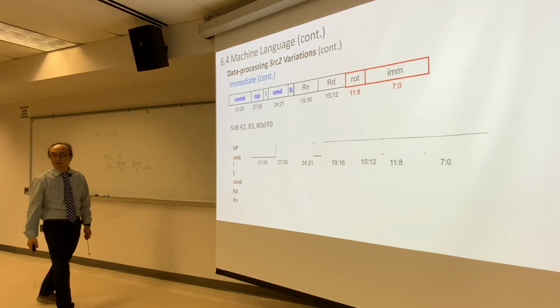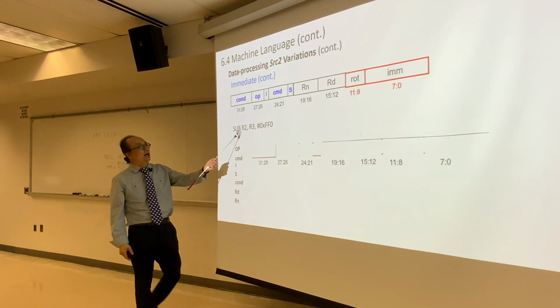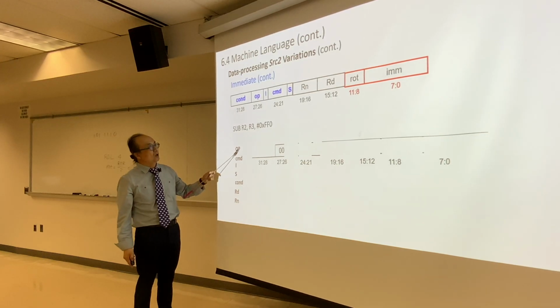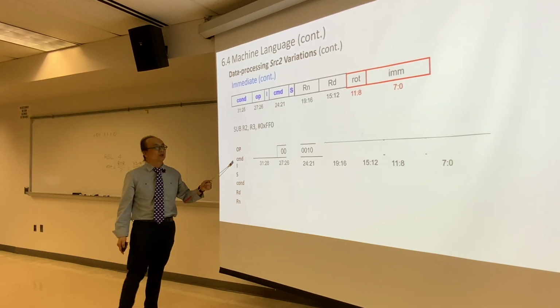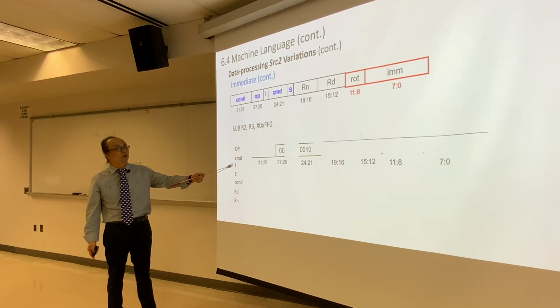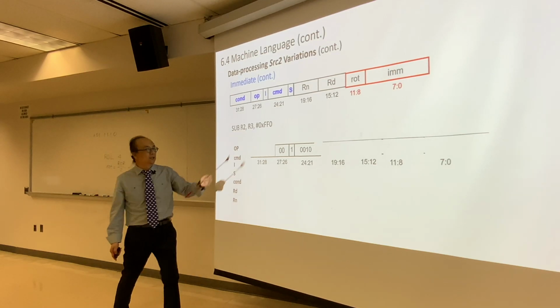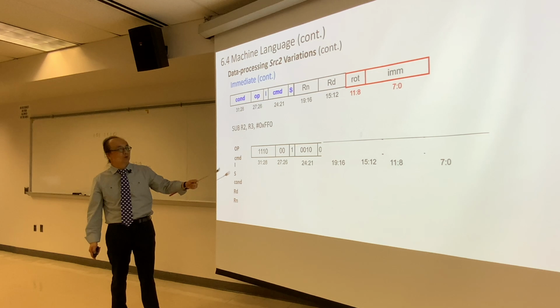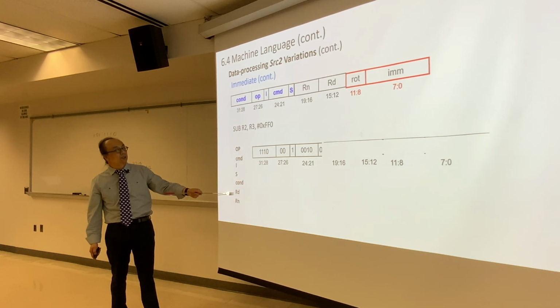Let's do this. This time, subtract R2, R3, 0xFF0. Opcode is 00. CMD is a subtract, 0010. Immediate 1 and S set no. And then condition 1110, RD 2, RN 3.